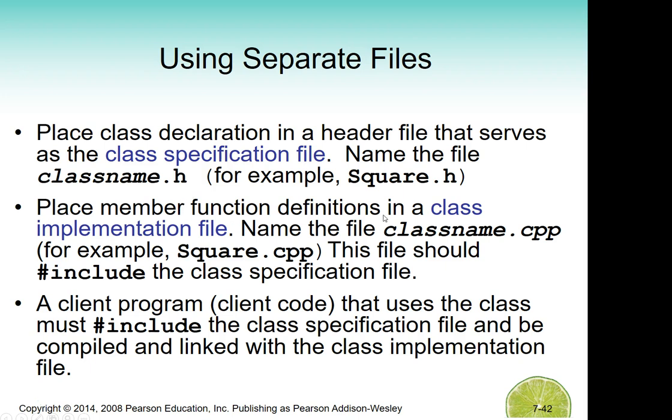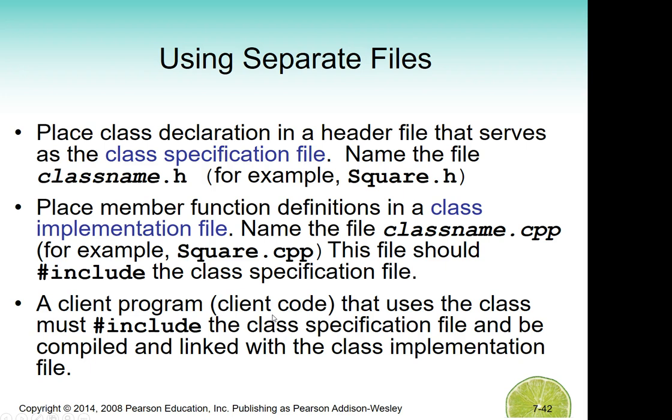Then we're going to put the member functions for that class in what's called an implementation file. That's basically the guts of all of your code. It's the actual code that defines the setters, the getters, the calculate diameter or calculate area, etc. That is set in its own file, and this file should #include the class specification file. So in our case, it's going to #include circle.h.